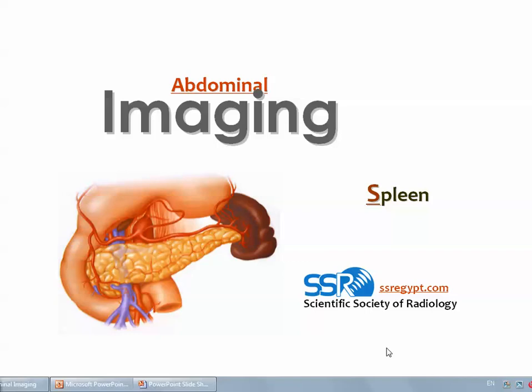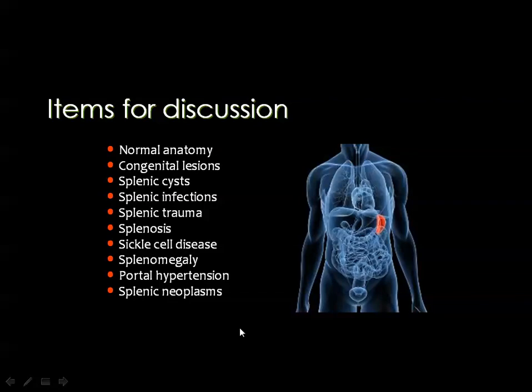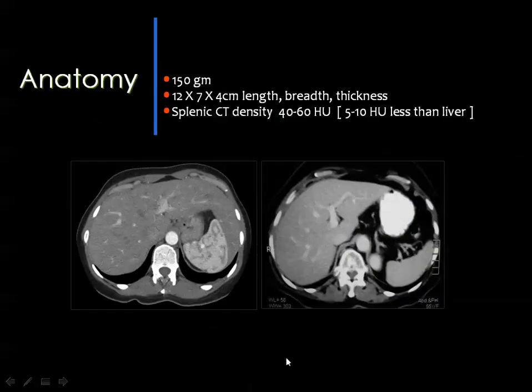Dear colleagues, we are continuing the series of abdominal imaging, and this is lecture number 11. In this lecture we will deal with splenic imaging. As you all know, the subjects that will be covered in this particular issue will include the normal anatomy, congenital lesions, splenic cysts, infections, trauma, splenosis, sickle cell disease, splenomegaly, portal hypertension, and finally the splenic neoplasms.